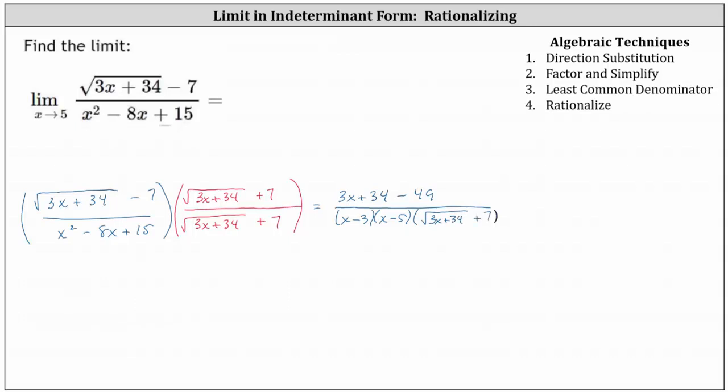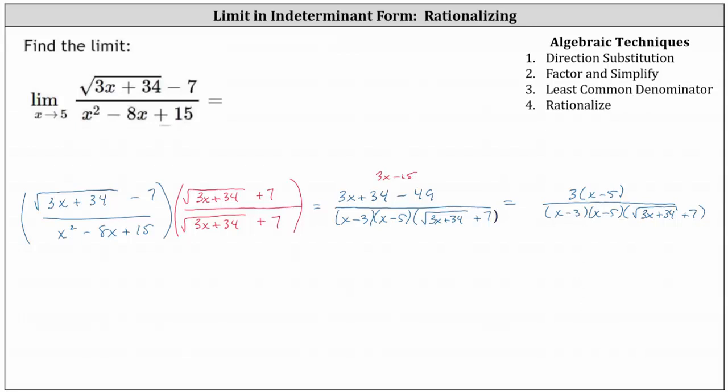And now let's simplify the numerator. 34 minus 49 is 15. This simplifies to 3x minus 15. Let's go ahead and factor out the common factor of 3, which gives us 3 times the quantity x minus 5 over the same denominator. Notice in this form we have a common factor of x minus 5 between the numerator and denominator.